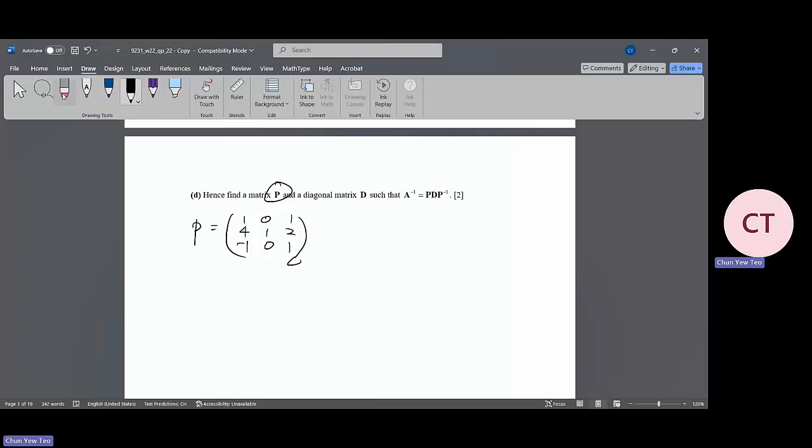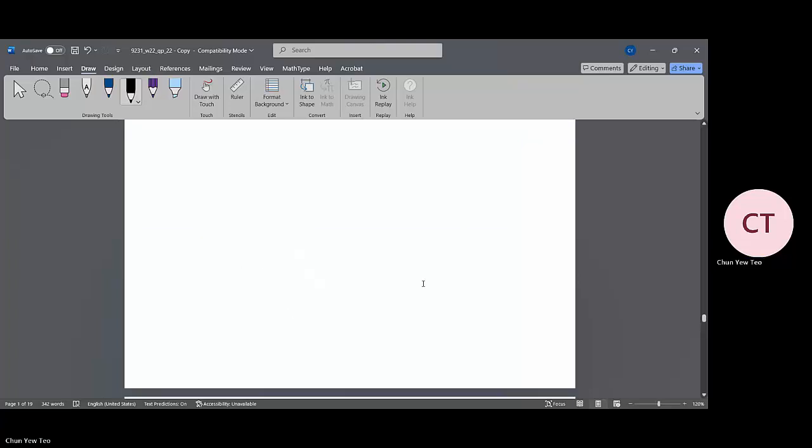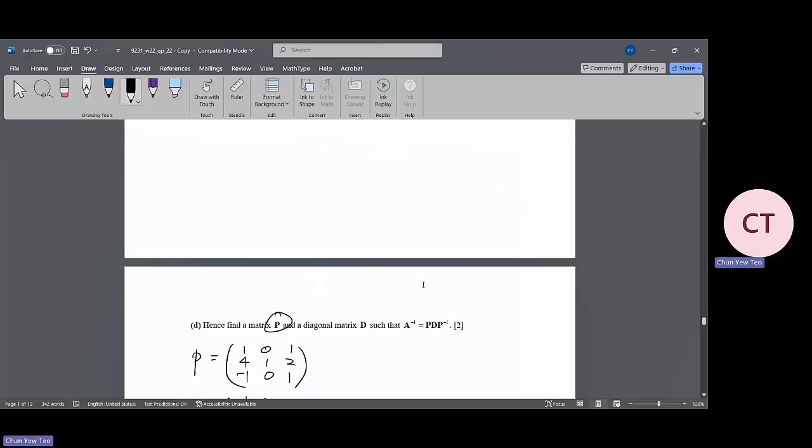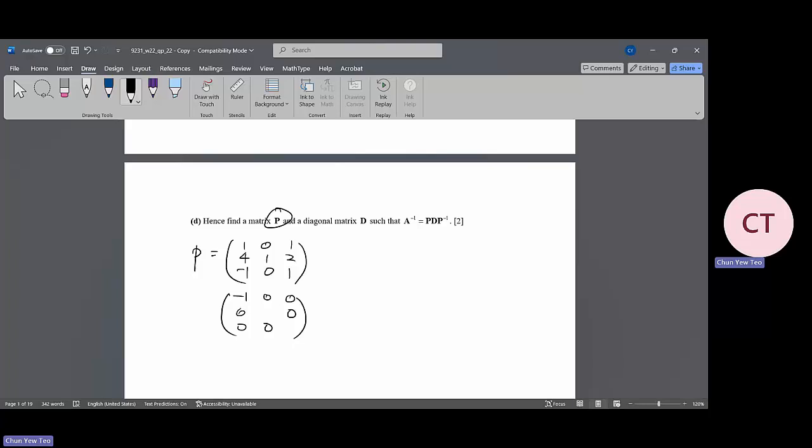Then your diagonal matrix will be lambda 1, lambda 2, lambda 3. Lambda 1, lambda 2. Lambda 2 just now is negative 4 and 5. Negative 4 and 5. This is the diagonal matrix. Okay, this is the diagonal matrix.